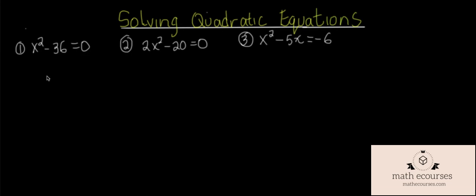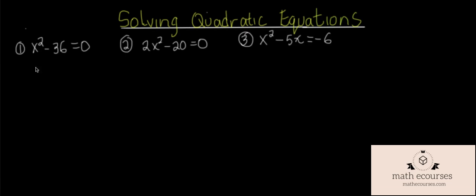I have a couple of examples on the board. For number 1, I have x squared minus 36 equals 0. There's two ways you could solve this. You could use the square root property, which would mean that I would need to move the 36 to the other side, or I could just factor. I'm going to go ahead and factor.